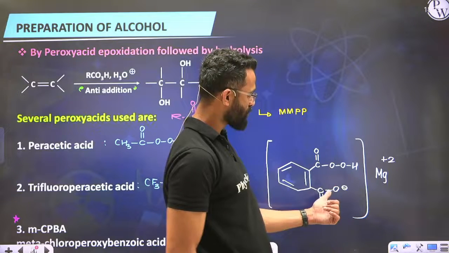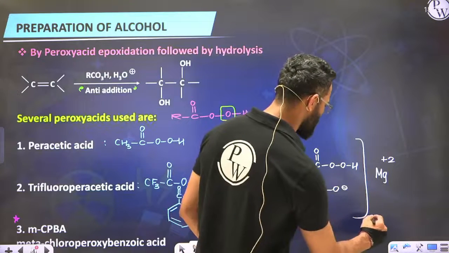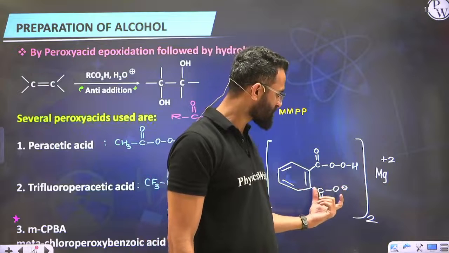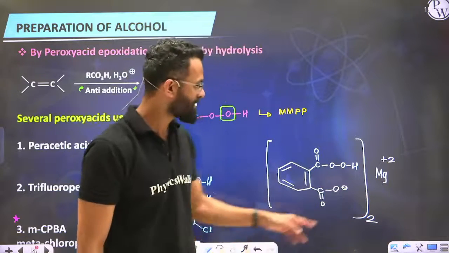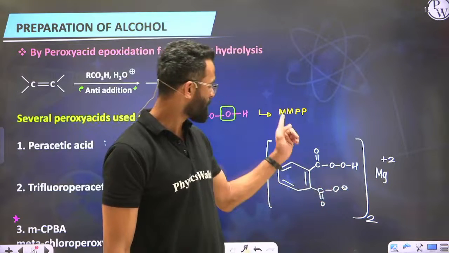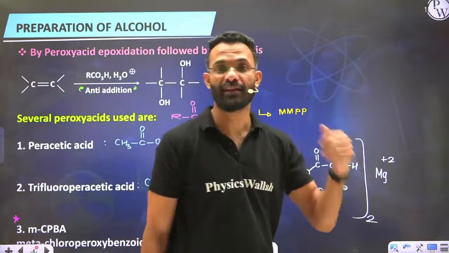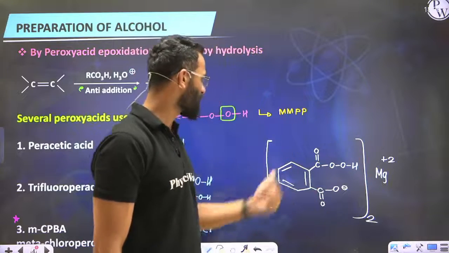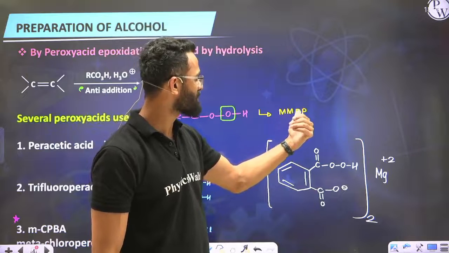Whereas only one of this is in the form of phthalate ion, so charge is -1. To balance this +2, if I take it twice, we'll be having two of this -1 charges of the phthalate ion balancing the Mg+2. Hence, this is now called magnesium monoperoxy phthalate. Not to forget, phthalate spelling starts with PTHALATE. So this is commonly called MMPP, magnesium monoperoxy phthalate.